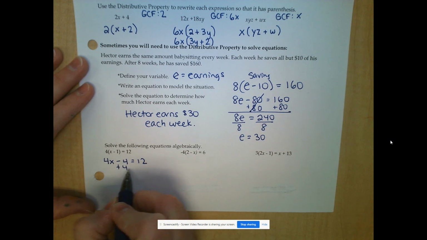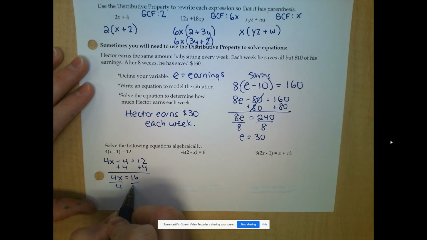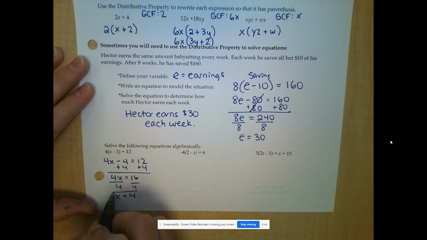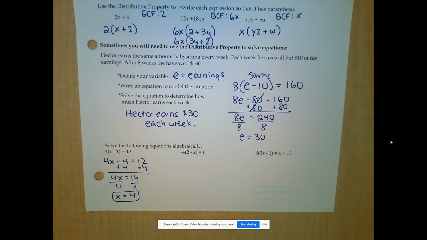And now I have a two-step equation. 4x equals 16. Divide both sides by 4. X equals 4. And that would be done. Not a word problem, so you can stop there.